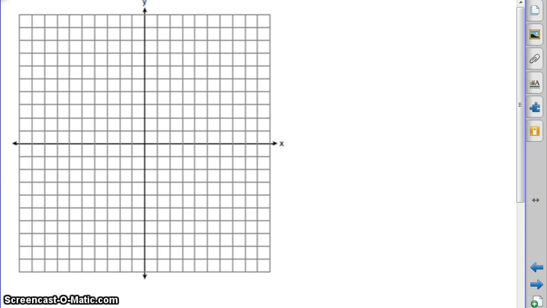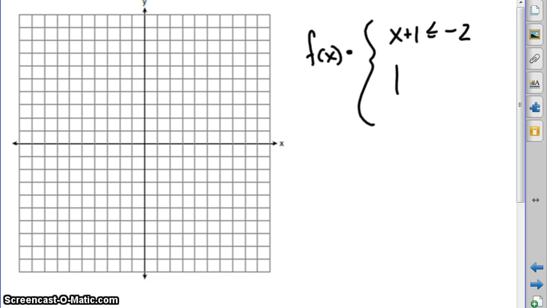All right. Let's do one a little more complicated. We'll call this one f of x again. This time I'll have three zones. I'm going to have x plus 1 when it's less than or equal to -2. I'll have absolute value of x when it's from -2 up to 3. And I will have x squared minus 10, a parabola, when x is greater than or equal to 3.